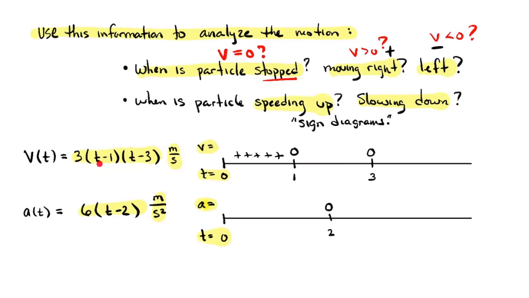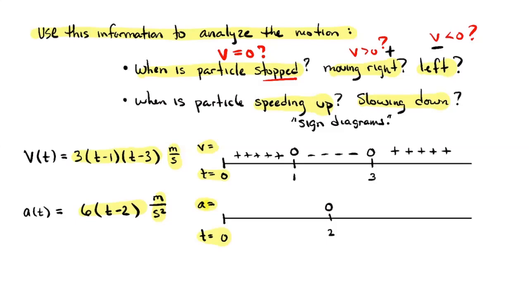So thinking about t equal 2, well, 3 is positive, 2 minus 1 is positive, but 2 minus 3 is negative. And a positive times a negative is a negative result. So that means that the velocity function is negative for every value of t between 1 and 3. The intermediate value theorem guarantees that. Likewise, you can check that the velocity is positive for every value of t bigger than 3.